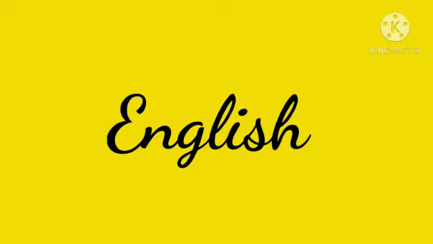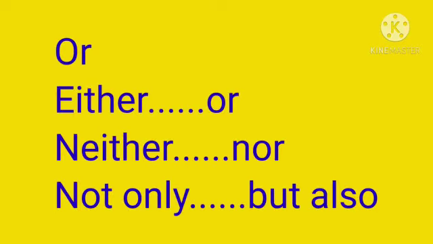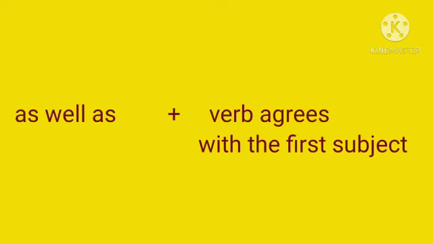So children, in the last classes we discussed five types of concords, and these concords are used to combine qualities or to combine two parts of a sentence or two sentences. These are the concords we discussed in the last class: or, either or, neither nor, not only but also, and then the fifth one, as well as.